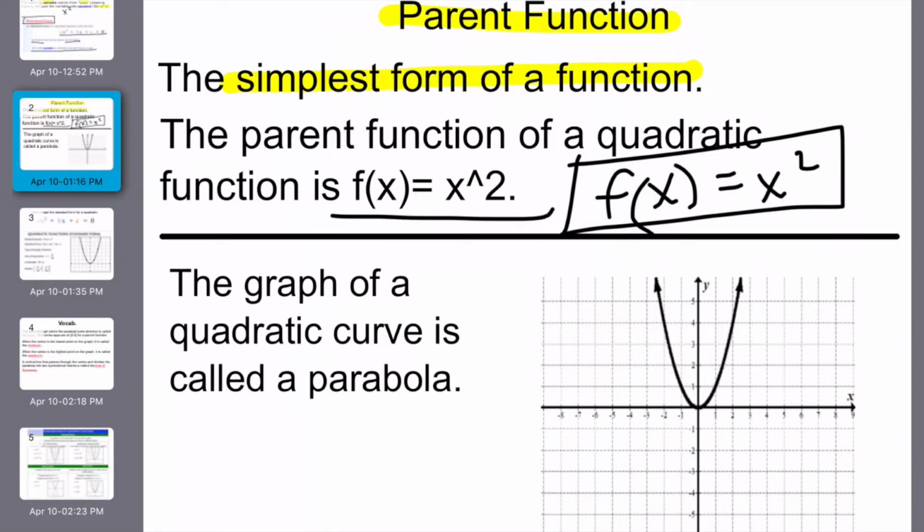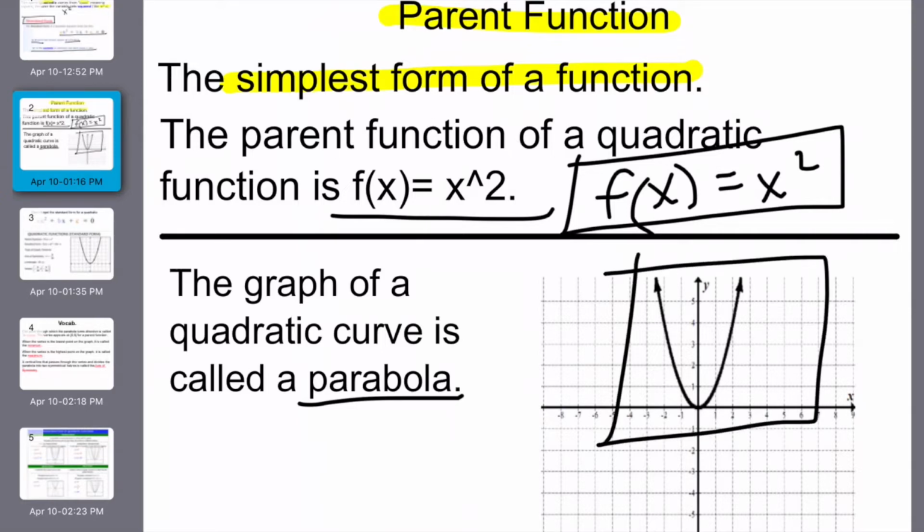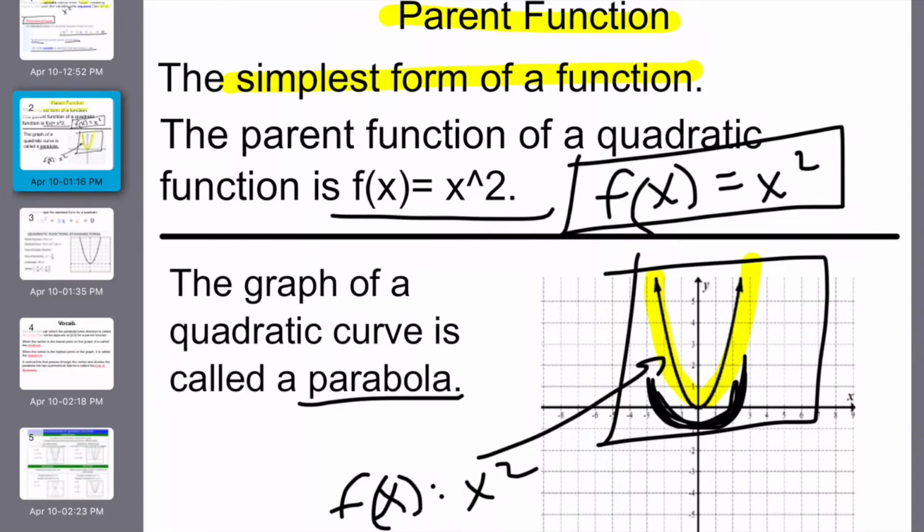So, back to some fun words here. The graph of a quadratic curve is always called a parabola. I want you to say this at home with me. Parabola. It's not parabola, I promise you. It is parabola. Okay? And they look something like this. This is in fact our parent function, f of x equals x squared, when it's graphed. You can see how it has this nice kind of U looking shape. This is what all of our quadratic equations are going to look like to a certain degree without any changes.